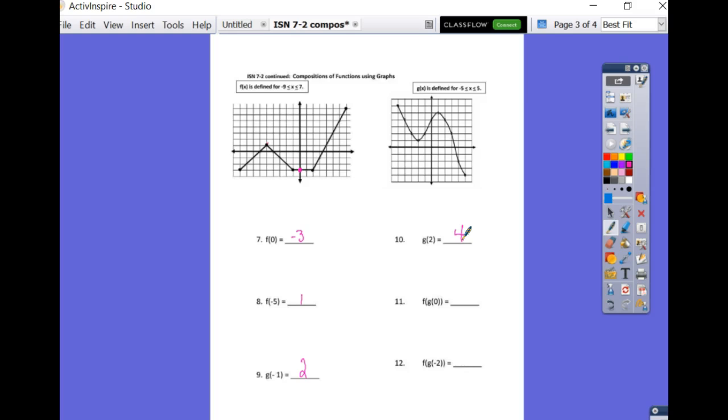So now, this one, I'm going to start on the inside. G of 0. So what's the y value at g of 0? 4. So then you have to go and do f of 4. So now 4 is your x. So 1, 2, 3, 4, and I get 1. G of negative 2 is 1. So I go f of 1, and it's negative 3. Okie dokie? Okay.